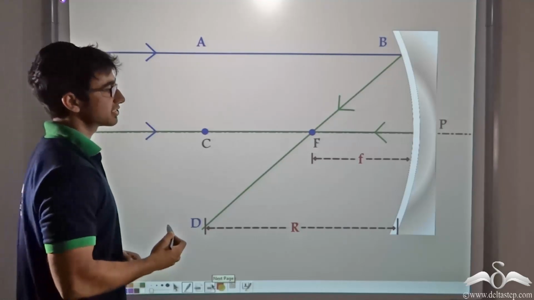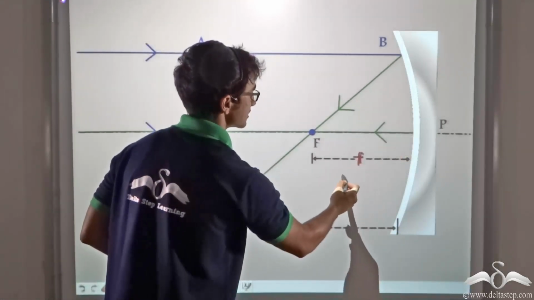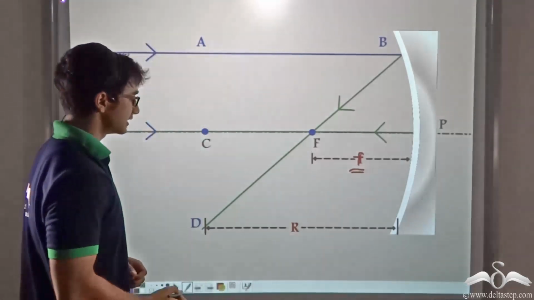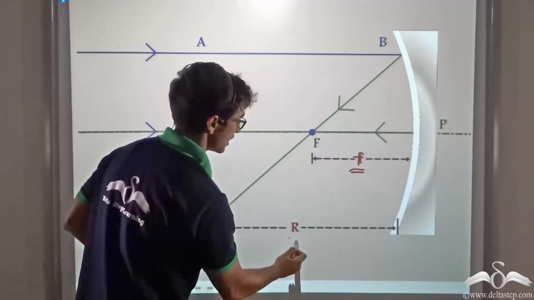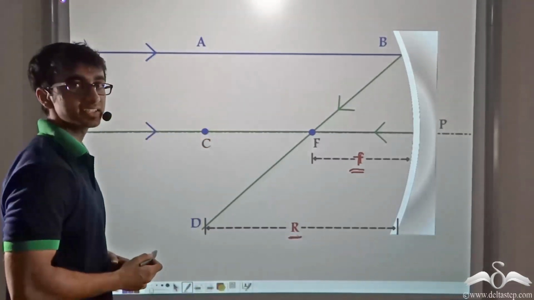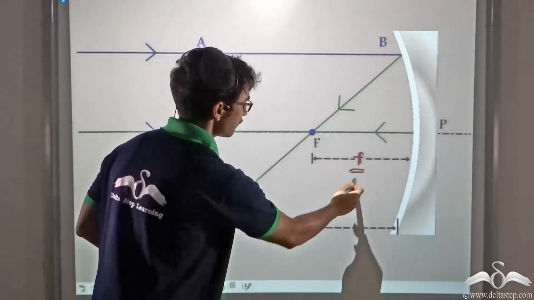So the distance from the focus to the pole is f. This is the focal length, and the distance from C to the pole is r. This is the radius of curvature. We have to find out a relation between f and r.